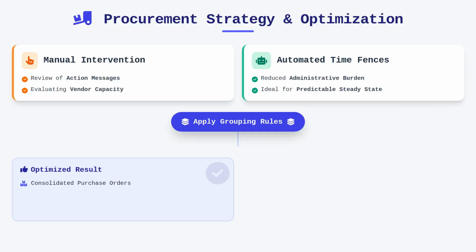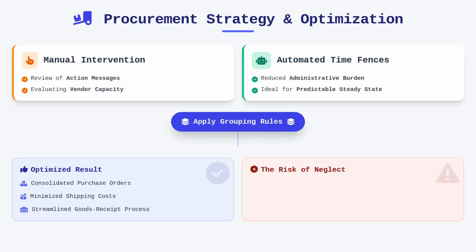This practice is essential for logistics efficiency, as it minimizes shipping costs and streamlines the goods receipt process at your docks. If you do not configure these groupings, you risk fragmented procurement that complicates both internal administration and external vendor communications.